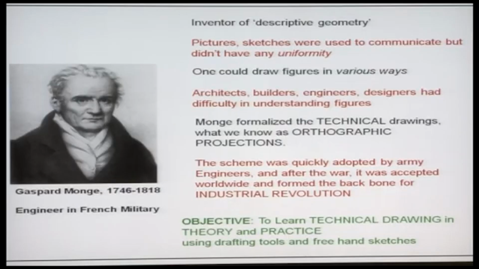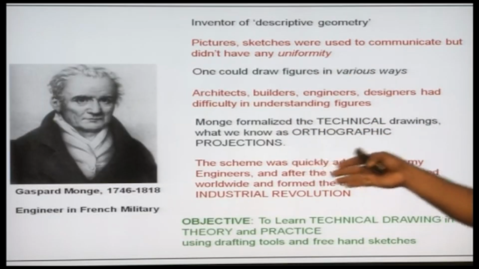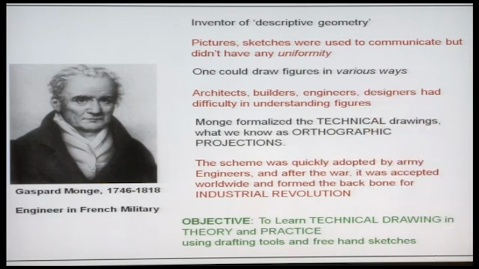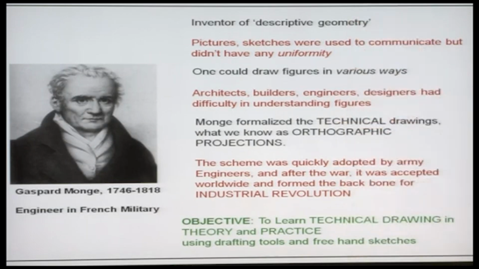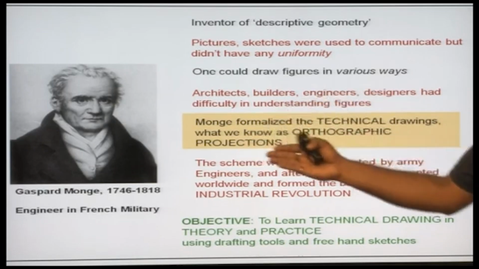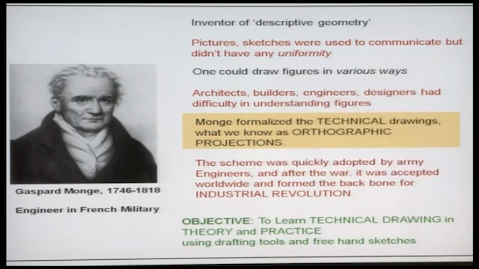So if you recall, I had talked about Gaspard Monge, an engineer in the French military, who was the inventor of descriptive geometry, and he was a person who could formalize drawings by means of orthographic views. So this is the thing which is of importance to us. Monge formalized the technical drawings, what we know as orthographic projections.